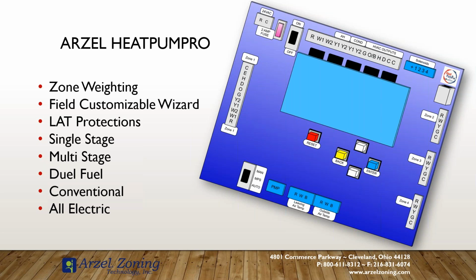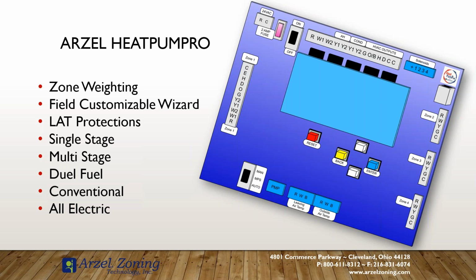Field customizable wizards, so you can set the settings. A lot of them are adjustable, and that allows you to really match the comfort to what your customer is expecting. There's leaving air protection, so if your equipment's getting too hot, it's going to stage it back or stage it off. If it gets too cold, it stages it back, stages it off. Single stage, multi-stage, dual fuel, conventional, all electric. All of that can be done with just a basic thermostat RWGYC, or in the case of zone 1 thermostat, RW1, Y1, G and common.